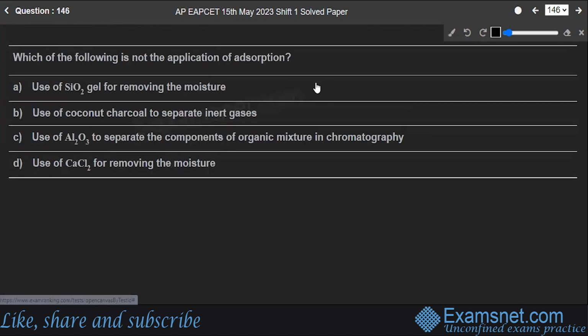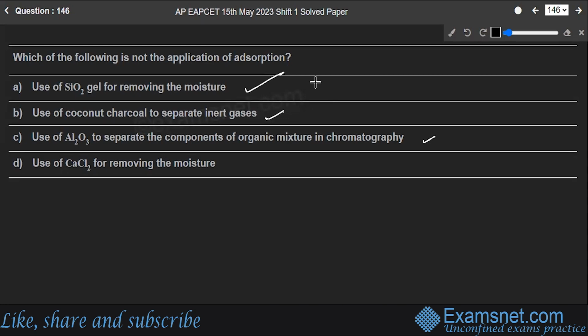Hope you understood this. Next is question number 146. Which one of the following is not the application of adsorption? Use of silica gel for removing the moisture. No, this is correct. I mean, this is used. Next, the use of coconut charcoal to separate inert gases. This is also done. Use of aluminum oxide to separate the components of an organic mixture in chromatography. This is also correct. The next one, use of calcium chloride for removing the moisture.